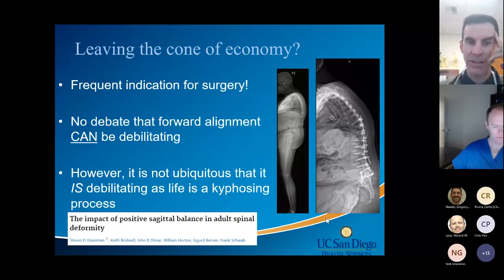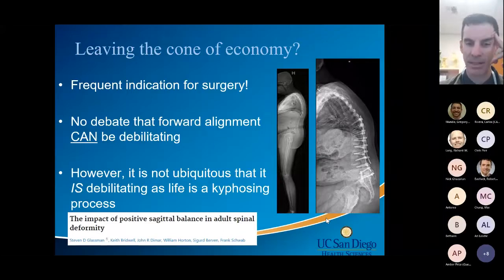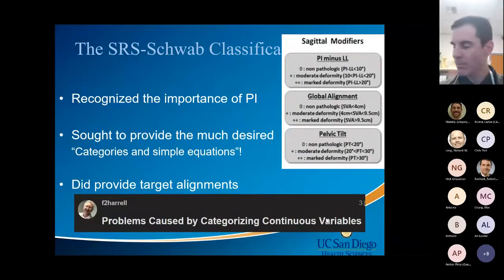So what about when we leave the cone of economy? It's a frequent indication for surgery, right? We still all talk about Glassman's paper and the impact of forward sagittal plane alignment on health-related quality of life. So there's really no debate that forward standing sagittal alignment can be debilitating. However, as we all know, it's not ubiquitous that it is debilitating, as there are a number of people who are forward and have no health-related quality of life complaints at all.